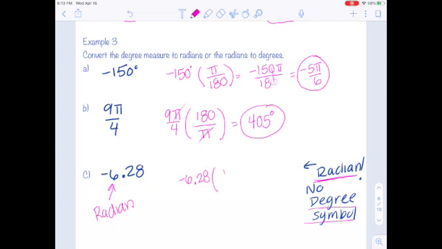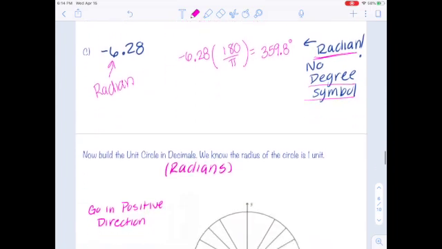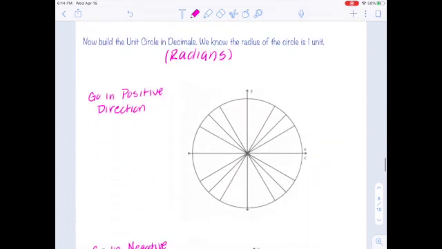Okay, so switching from our radian of negative 6.28, we're going to multiply that by 180 divided by pi. And that ends up to be 359.8 degrees. So, as you do your homework, make sure you put a degree if you are talking in degrees. If you're not talking in degrees, please leave off the degree.